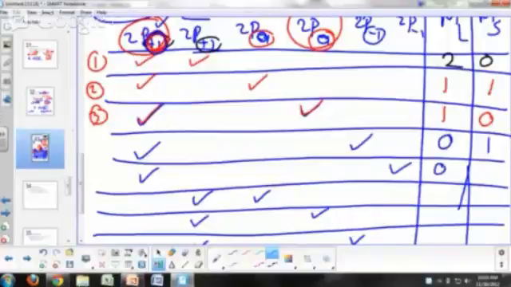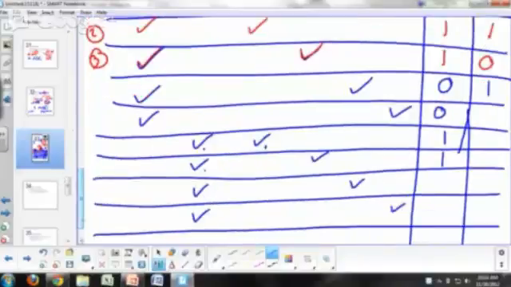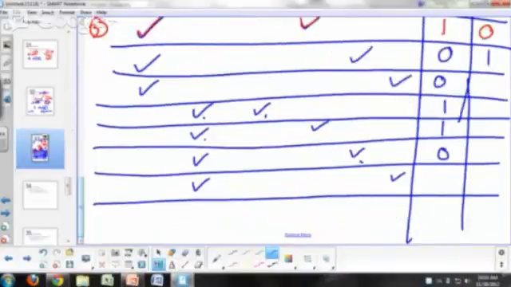This next one, plus 1 plus 0 is plus 1. The next one, plus 1 and 0, that's also a plus 1. The next one, plus 1 plus negative 1, this is 0. The next one is plus 1, negative 1, that's also 0.